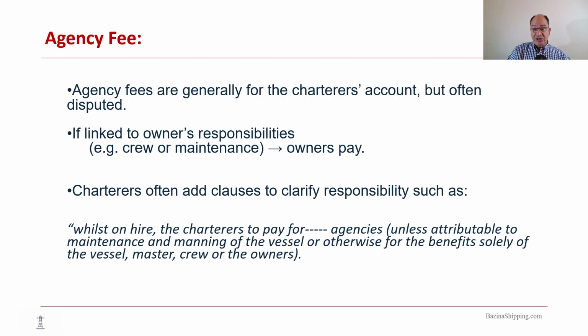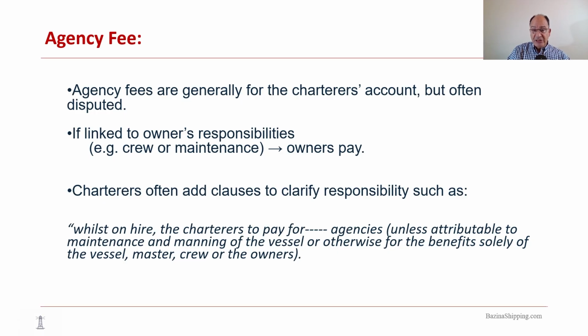Agency fee is for the charterer's account, but whatever is related to the crew or the ship, of course, will be for the owner's account. So the charterer is going to pay for the agent, but any service that belongs to the ship itself or crew or maintenance of the ship will be for the shipowner's account.